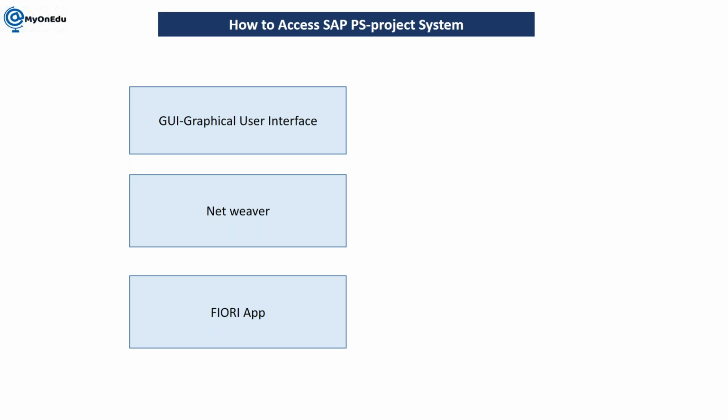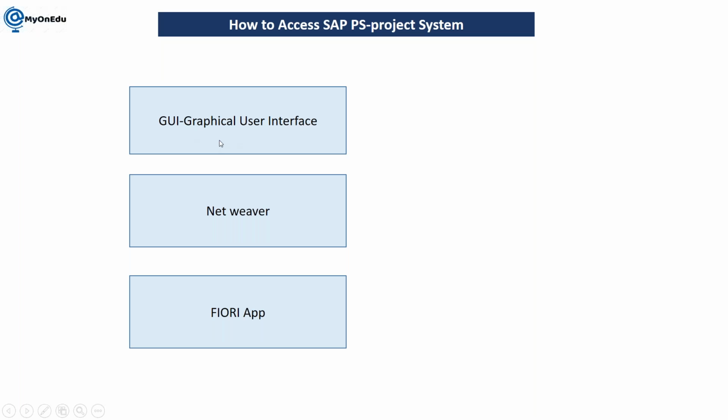Then, how to access SAP in Project System. We have three different approaches to access SAP. First is through SAP GUI, the graphical user interface. Second is NetWeaver, and third is a Fiori app. In Project System, all the configuration and backend settings have to be done in the GUI only.